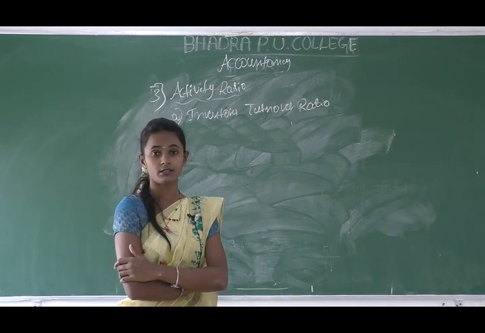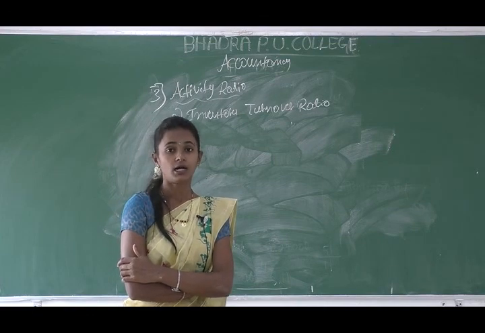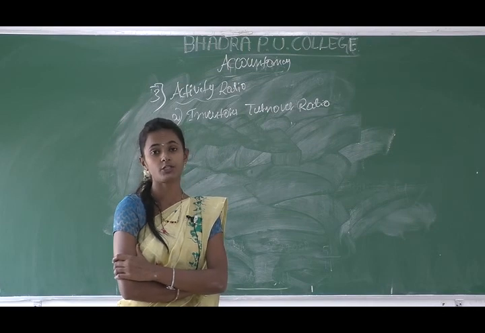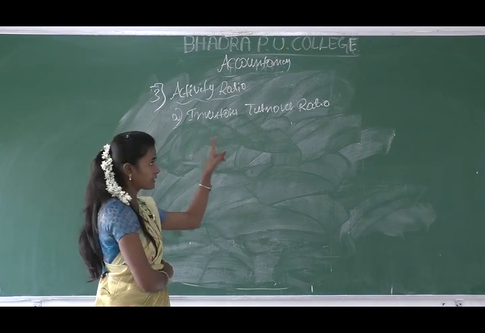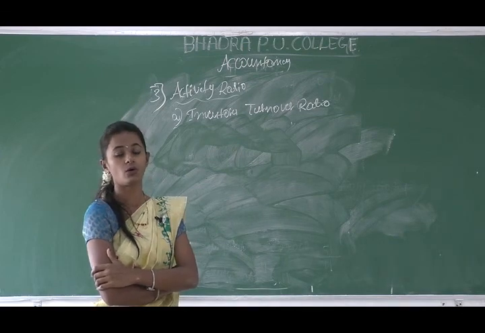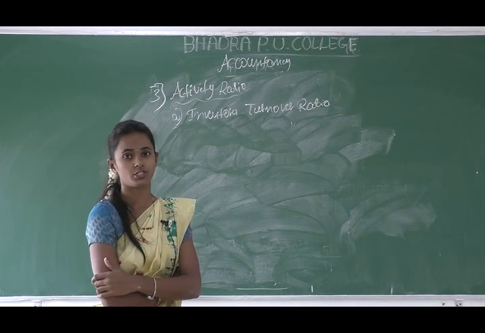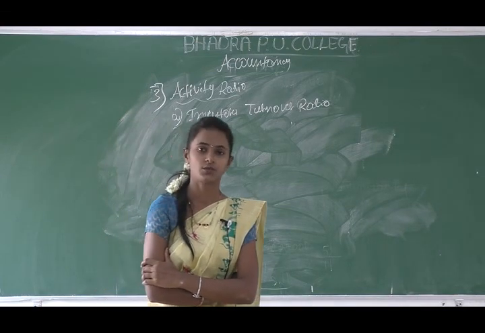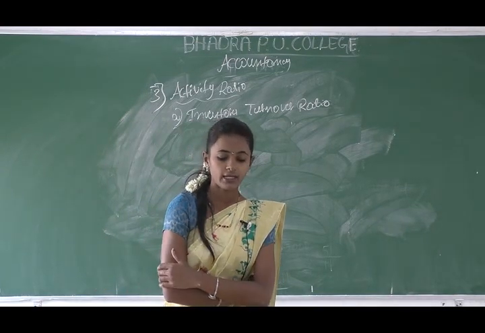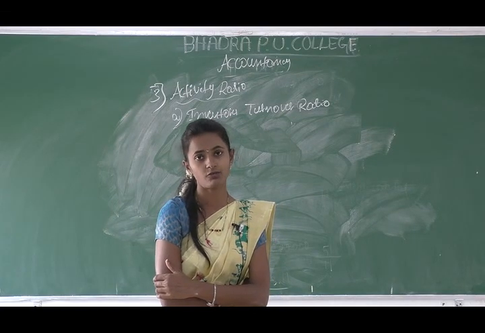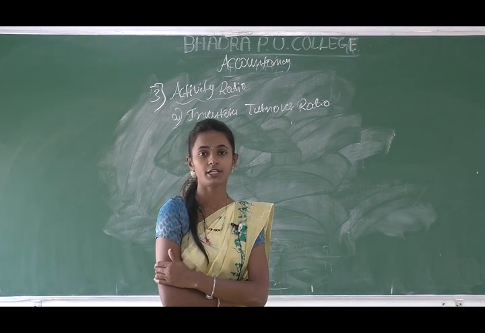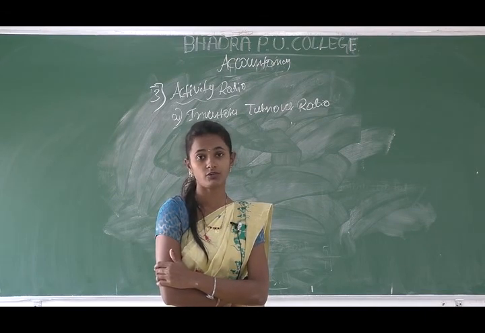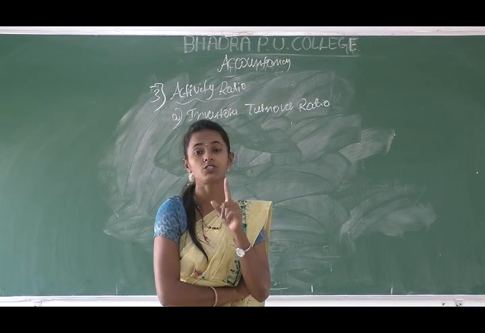So in simple terms, the ratio which indicates the number of times the stock is turned over during the year is called the inventory turnover ratio or stock turnover ratio. We call it inventory turnover ratio and also stock turnover ratio. To calculate it we have a formula: cost of goods sold or cost of revenue from operation divided by average inventory.